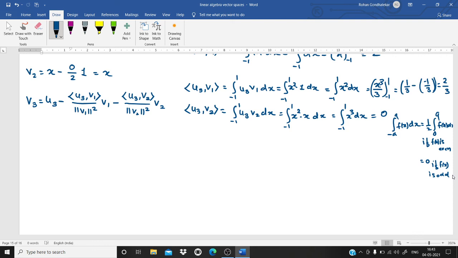Now we already calculated norm V1 square. Now we need to calculate norm V2 square. Norm V2 square is the inner product of V2 with V2, that is integration from minus 1 to 1.